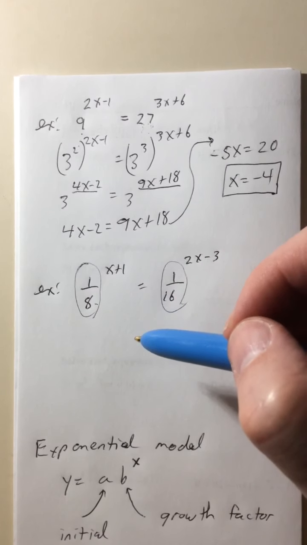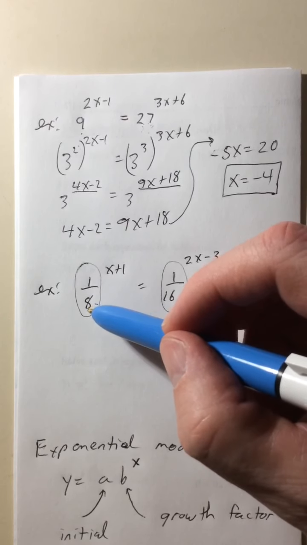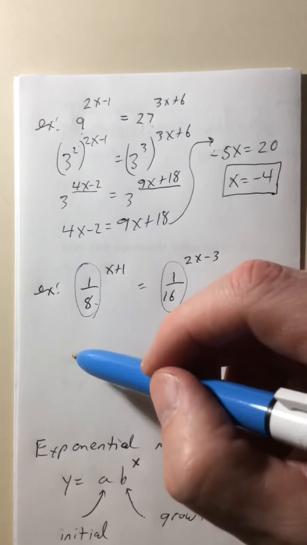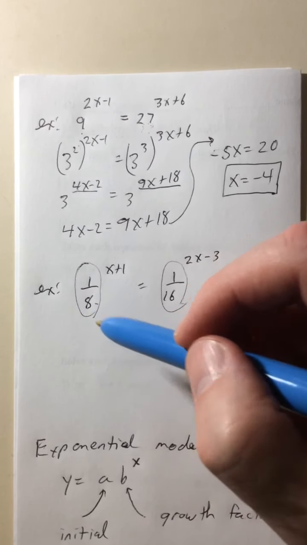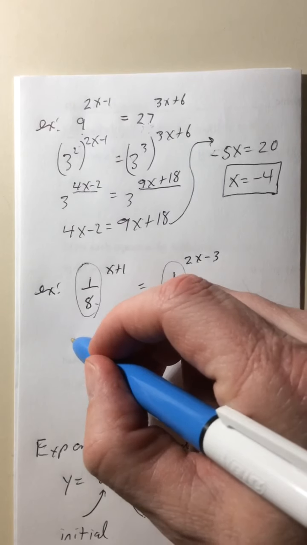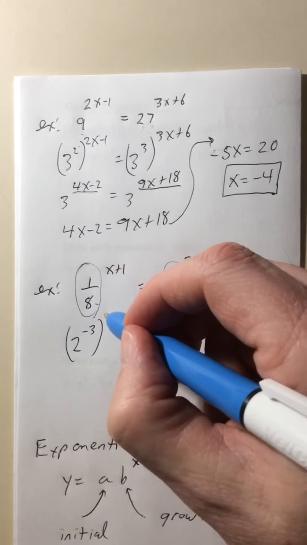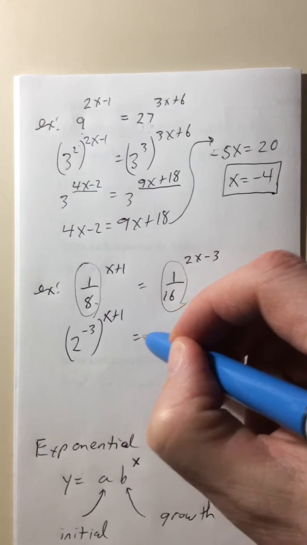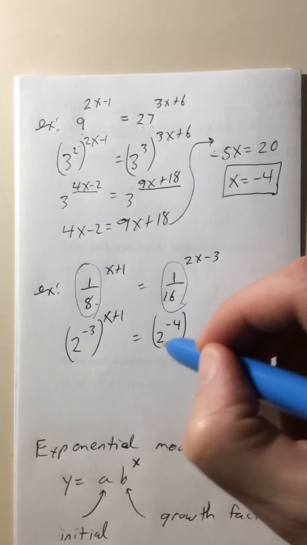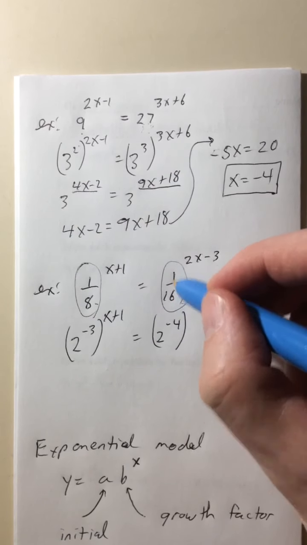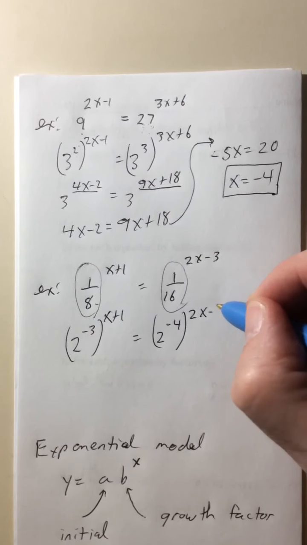Negative exponents give us fractions. So 1/8 is really the same as not 2 to the third, but rather 2 to the negative third. Because remember, anything to a negative exponent equals 1 over that thing to the positive exponent, which gives us the fraction here. So this is going to be 2 to the negative third power, which is 1/8, to the x plus 1. And here we have 1/16. Well, that's 2 to the negative fourth power, because 2 to the fourth is 16, but it's 1 over that, so it must be 2 to the negative fourth. And we get 2x minus 3.